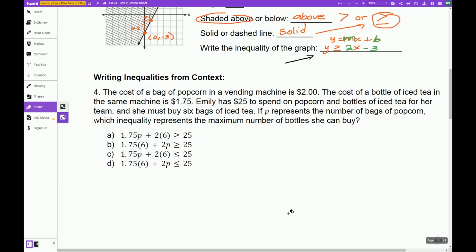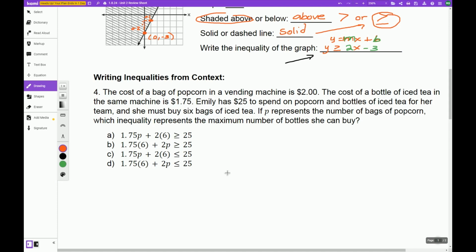Okay, guys, so moving on to the next one, writing inequalities from the context. This is where you write inequalities given a word problem or a situation. On our first read, we're just going to read it out and listen for the situation of where we are.